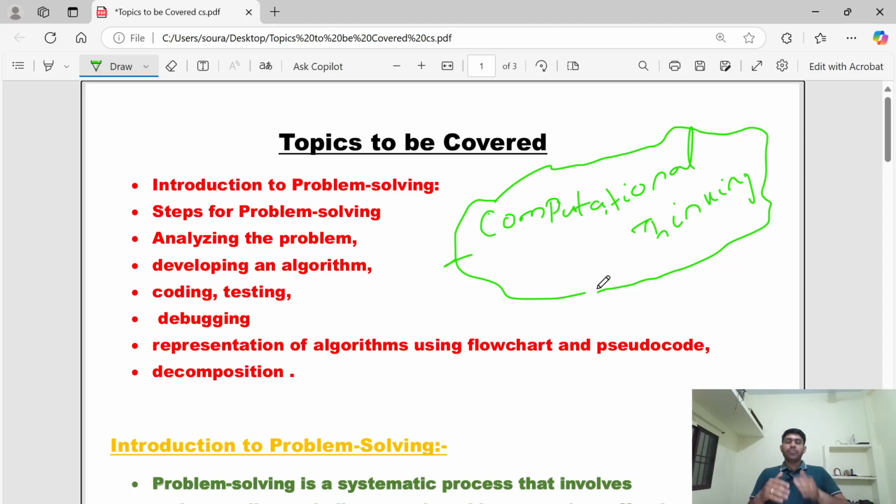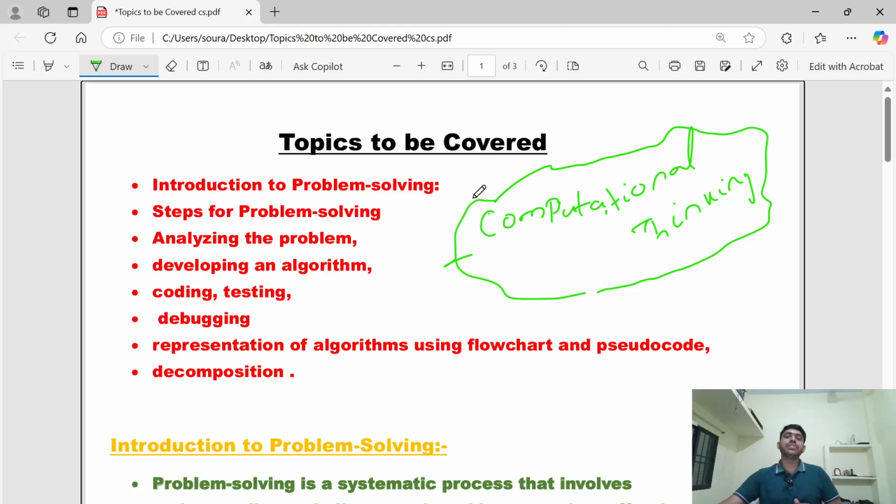Okay. So for solving the problem, we need some steps. Solving some computer science related problem, we need some steps. So what are the steps and how to follow those steps? What are the criteria to follow the steps? Everything will be covered in this video. So the first thing is introduction to problem solving. What is problem solving? Steps for problem solving.